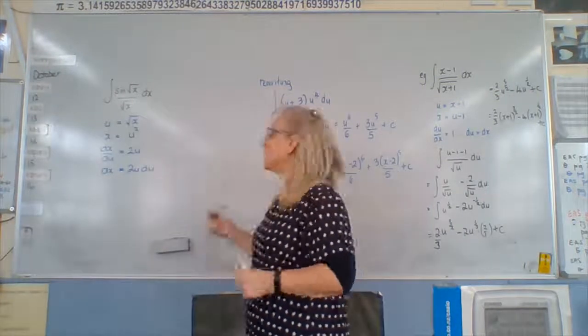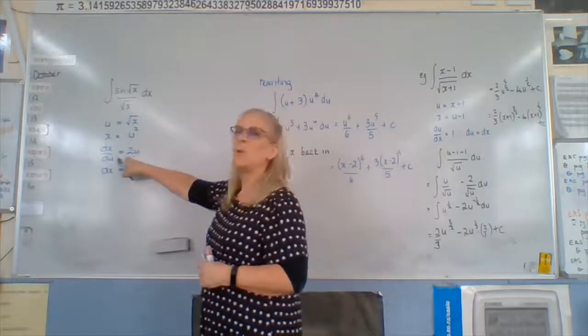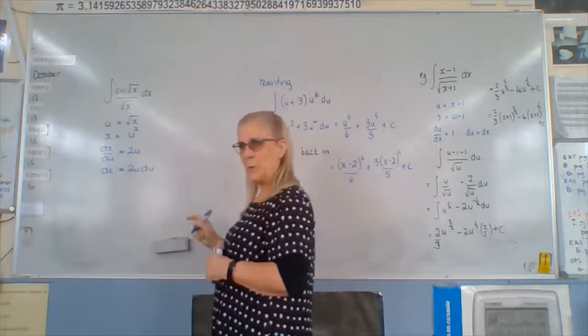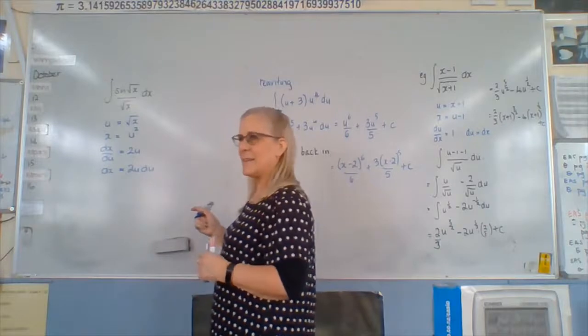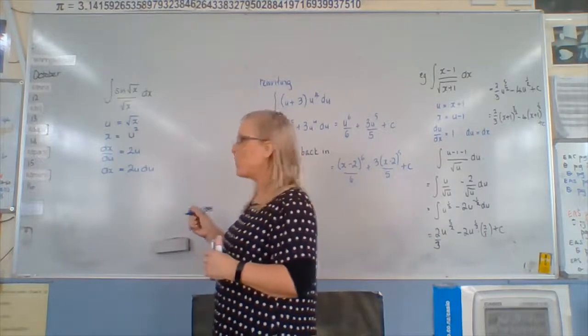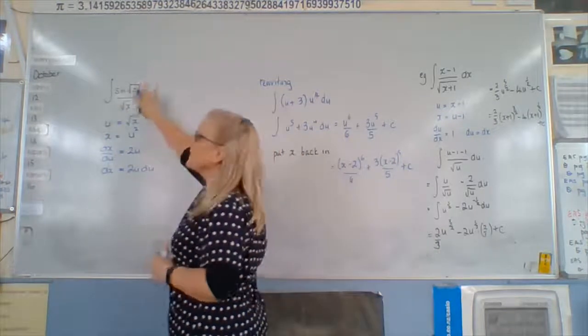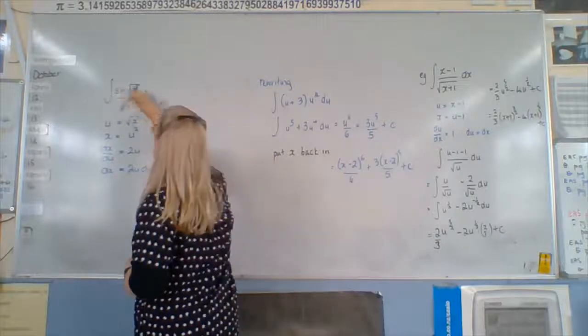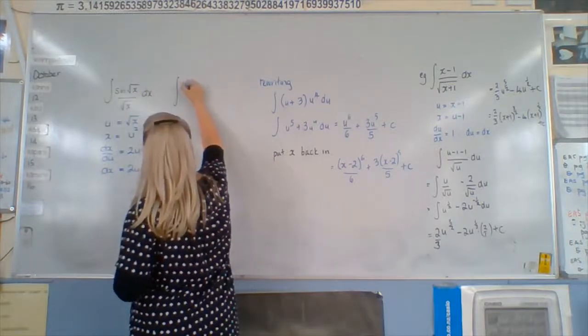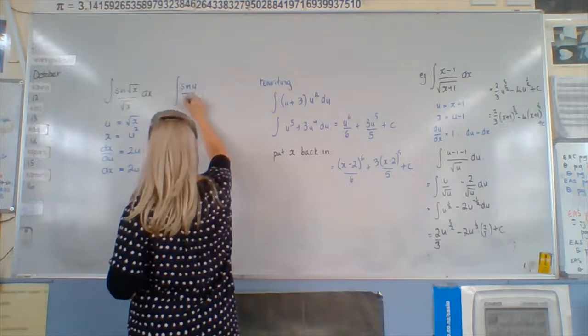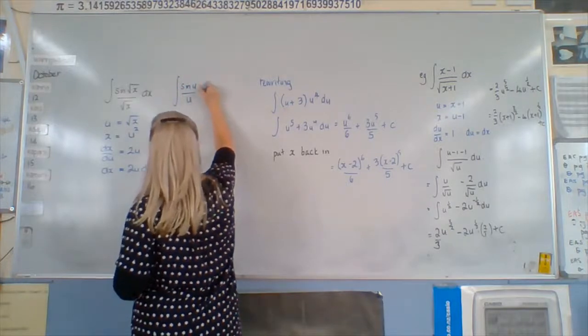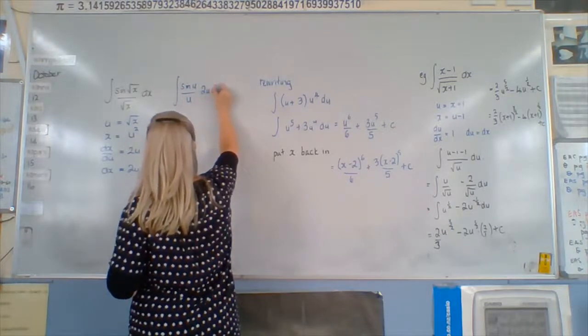All right? 2u, because there's 2u there. 2u du. I know, I was just making fun of it. Like it's a bit of a song going on. So now we have to rewrite this guy up here. So we've got the integral of sine u over u times 2 du.